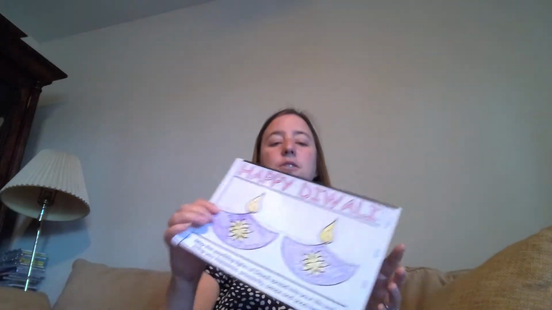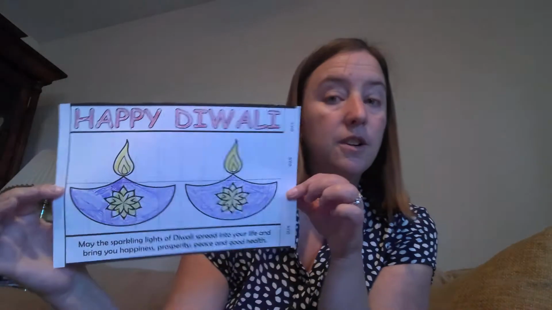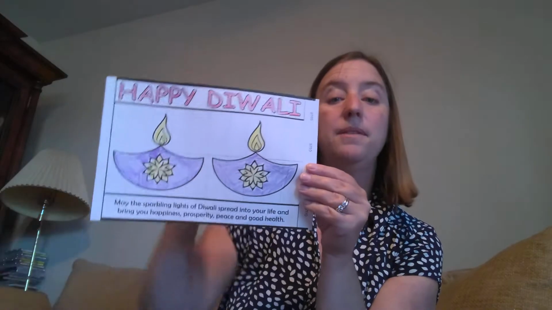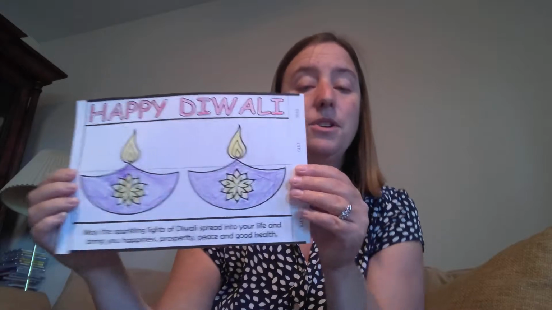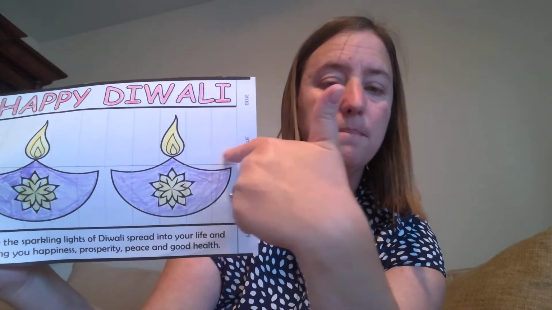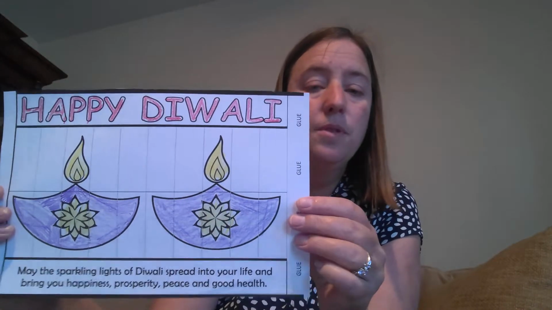So once you've done that, you've colored your diyas on this lantern and you cut off the top and the bottom. I want you to look closely now at this line that is along the middle. And I need you to, with a grown-up, or if you can do it yourself, you can try it, but you can also ask a grown-up for help. I need you to fold your paper along that line.